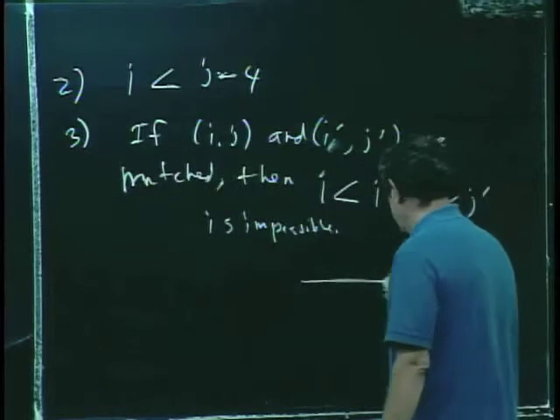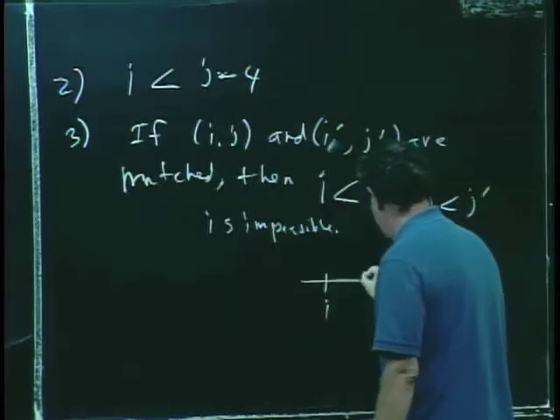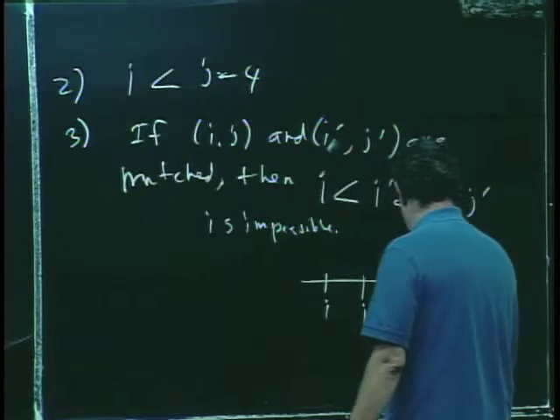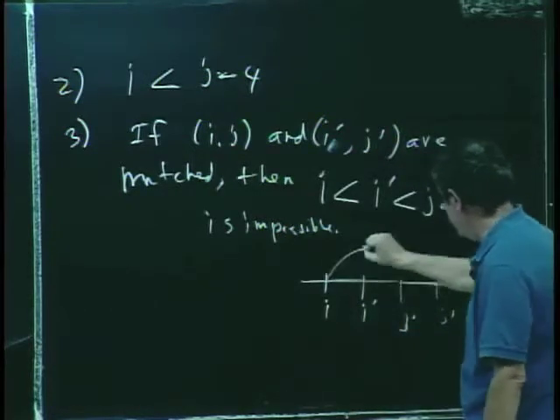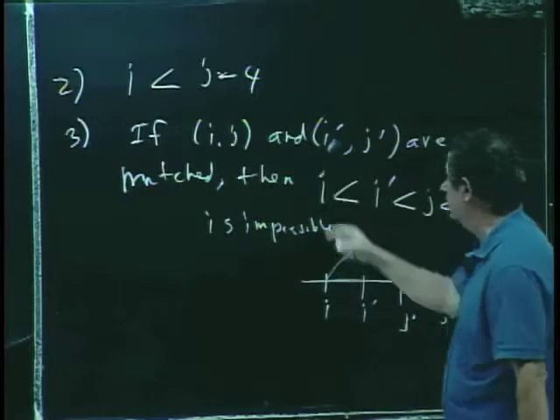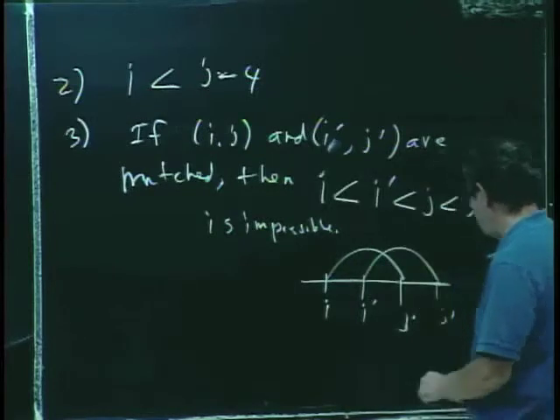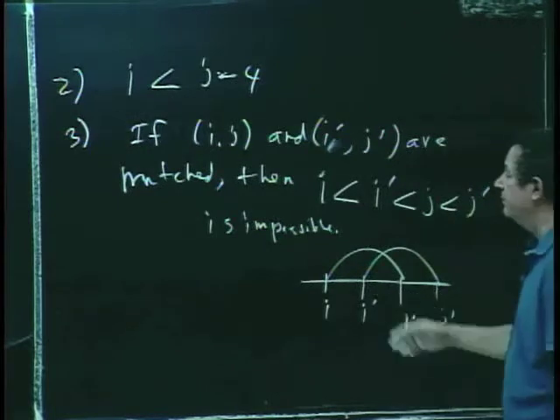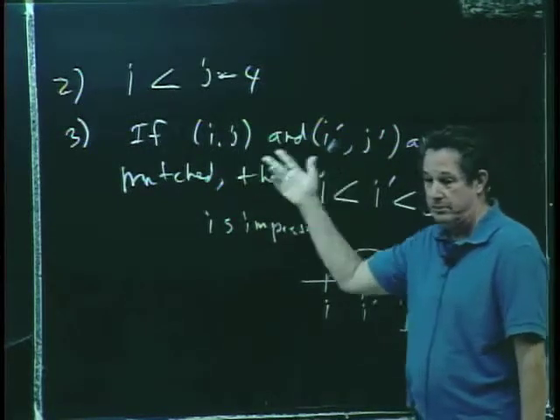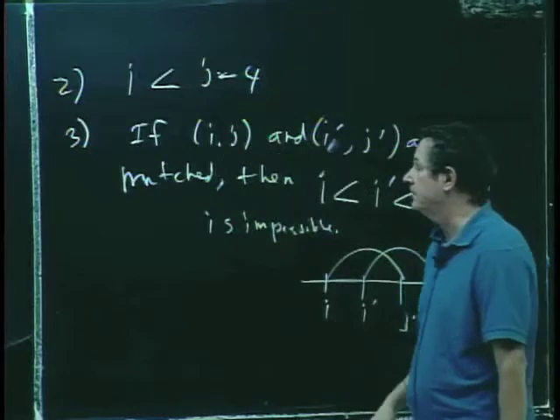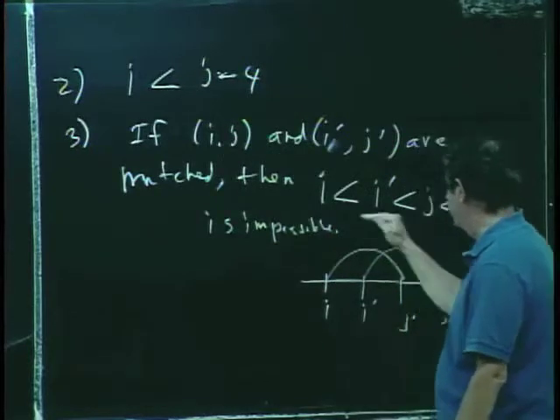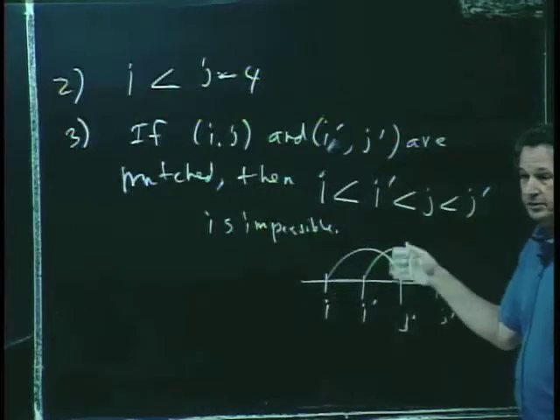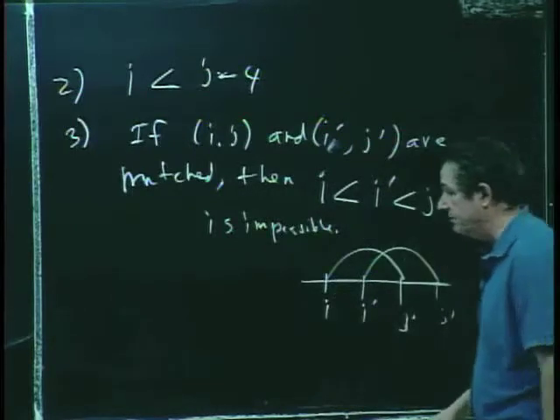Let's just look visually at what this looks like. I prime, J prime. If you match I to J and I prime to J prime, then you have the intersection. So this is saying if you ever have these two kinds of pairs in your matching, then you cannot have this kind of interleaving, because then you'd have the intersection of the matched pairs.